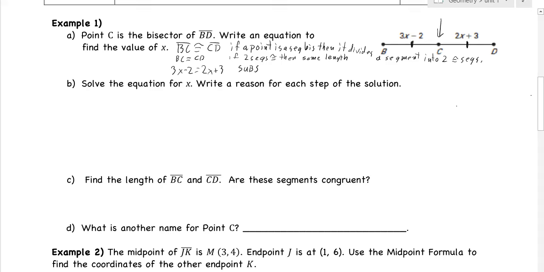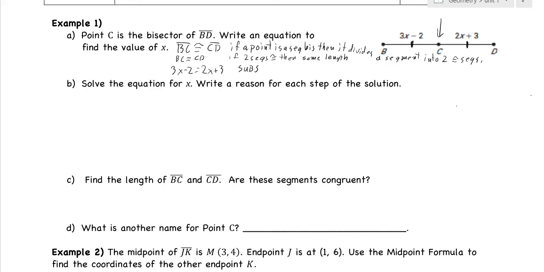Geometry is about being able to take whatever you're given, know what it means. So what is the definition of what your givens are? How can you use those definitions to do something? So we used one definition in this case, what it meant for C to be the segment bisector, to get to another definition, what it meant for two segments to be congruent, so that we could substitute and now do our algebra. So part A here in example 1 is the geometry part of our problem.